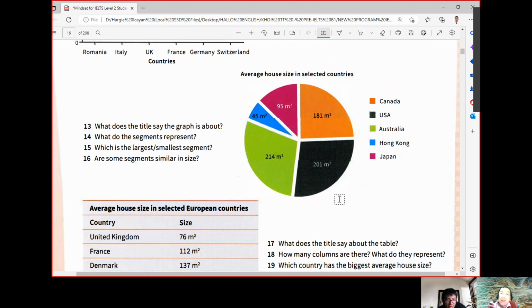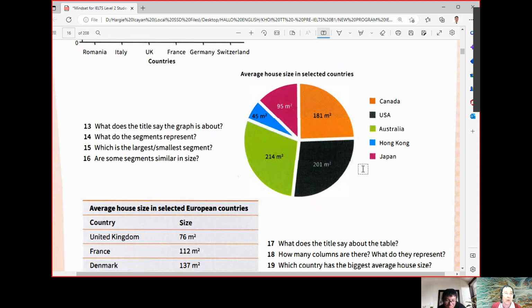Okay, same thing. The first question would be, what does the title say the graph is all about? So, what do you think would be the title? I think this is about house sizes in selected countries. That's correct. No other title we can see in here. It's only average house size in selected countries.